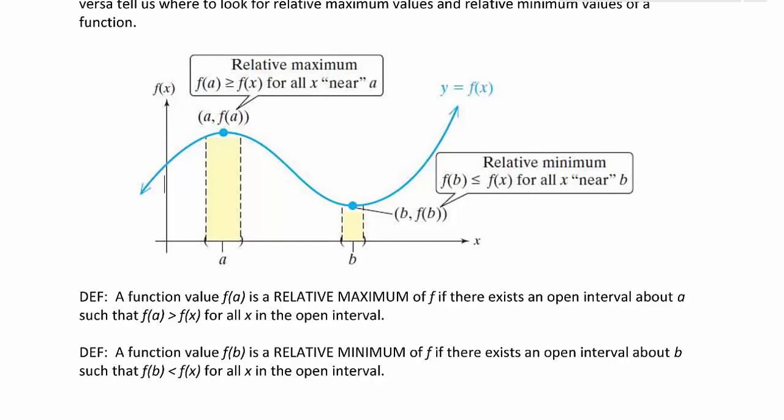And a function value f of b is a relative minimum of f if there exists an open interval about b such that f of b is less than f of x for all x in the open interval. So it's the same idea. To know whether a y value is a relative minimum, you just look to the left and the right of that y value. If every other point to the immediate left and right are larger than, greater than that y value, then you have a minimum. And again, it can't be equal to it, can't be constant attached to it. It has to be either a peak or a valley.